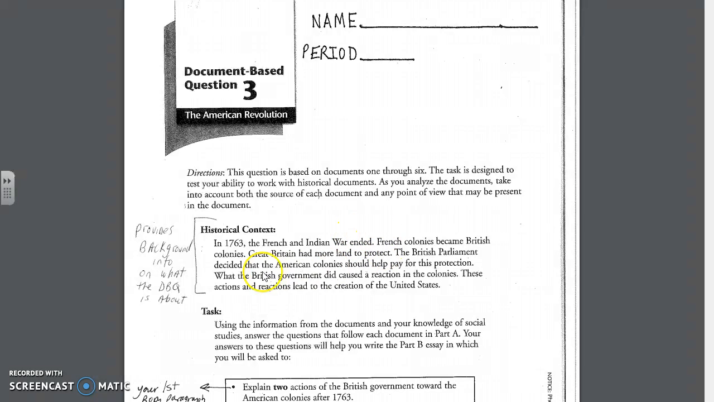The British Parliament decided that the American colonies should help pay for this protection. And as you might recall, payment for that protection would come in the form of taxes. All right? What the British government did caused a reaction in the colonies. These actions and reactions lead to the creation of the United States. So basically, this information here is giving you a backdrop or background information on what you're going to have to do throughout the rest of the DBQ.